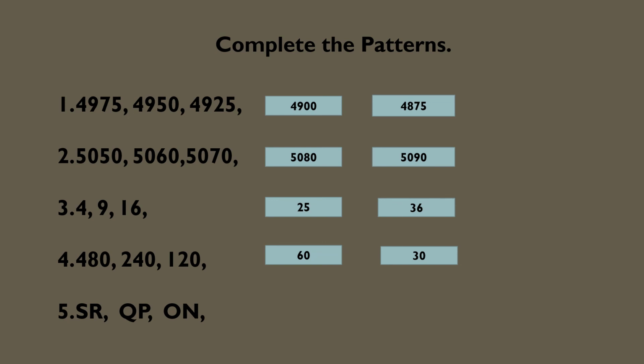Then the last question, children, S R Q P O N. So what is happening here? Here the alphabets are written in a backward manner. So you have to go in backward positions. So the next letters after that will be M, L, and then K. So this way you have to do it.